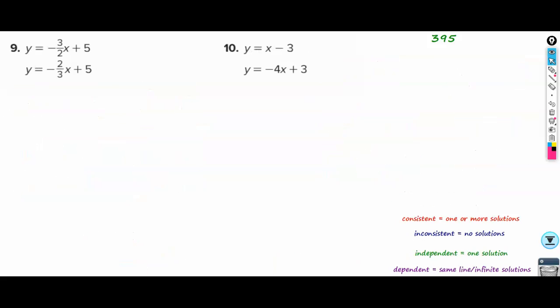Up next, I'm not going to do these two. These two are going to be done the exact same way. Actually, these are already in slope-intercept form. Know that these two slopes are different. So this is going to have one solution. It's going to be consistent and independent. These two are both in slope-intercept form. Also, one solution. If the slopes are different, there's one solution. They are consistent and independent.